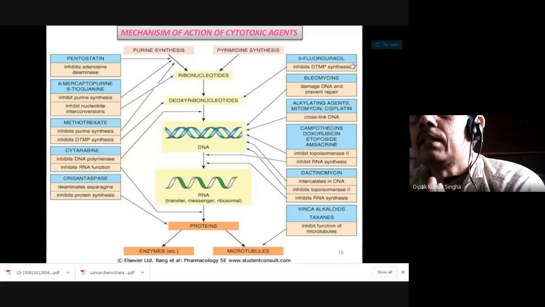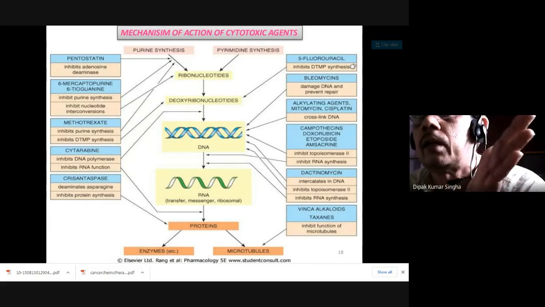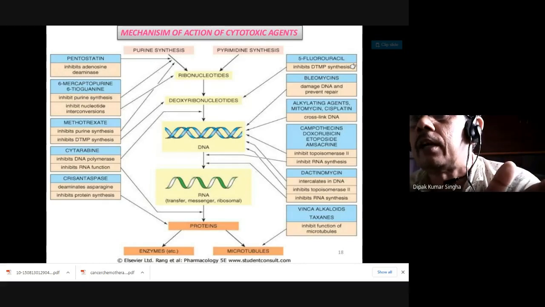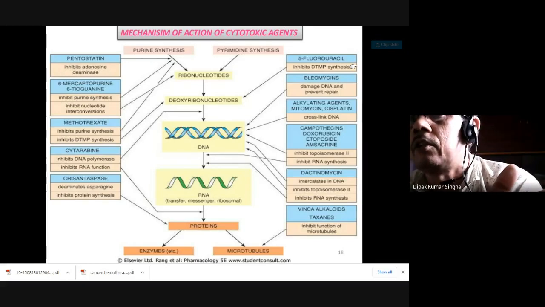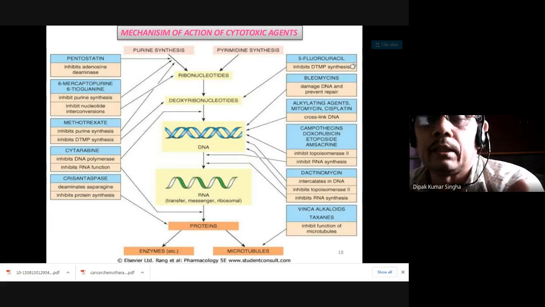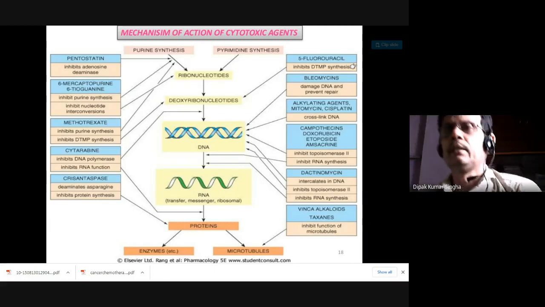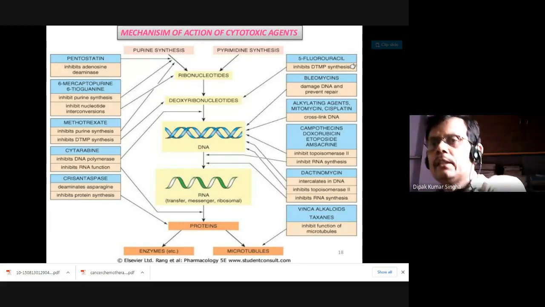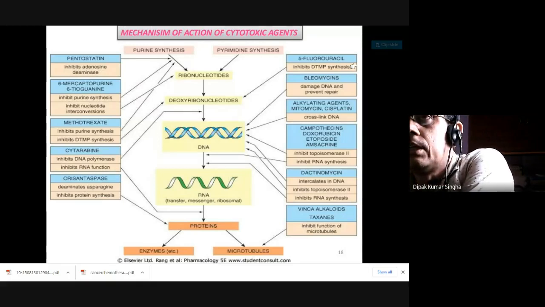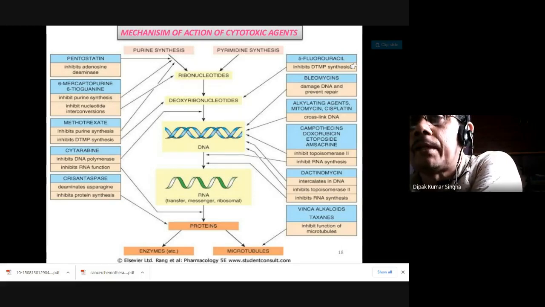Next is cytarabine, which inhibits the DNA polymerase. In the replication procedure, DNA polymerase is the main function, just like a knitting function, for elongation of the DNA: initiation, elongation, and finally the termination of the DNA by the DNA polymerase, with different types 1, 2, 3.